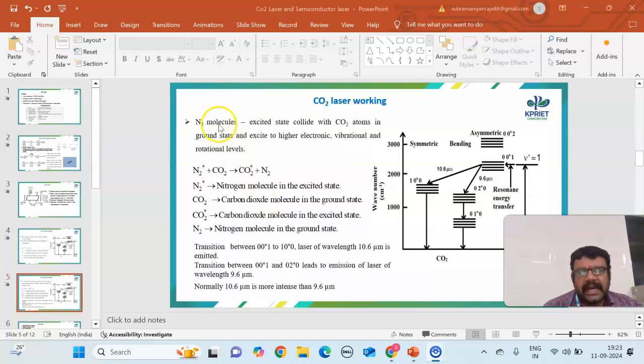Now the nitrogen molecule in the excited state collides with the nearby carbon dioxide molecules in the ground state, which excites them to higher electronic, vibrational and rotational levels. This can also be explained by means of this equation.